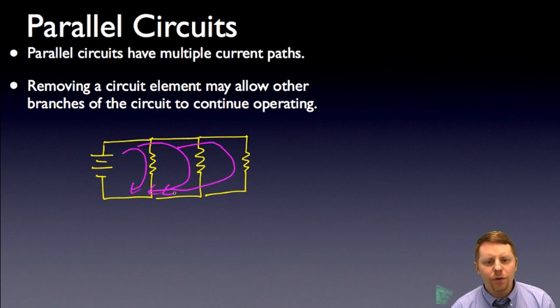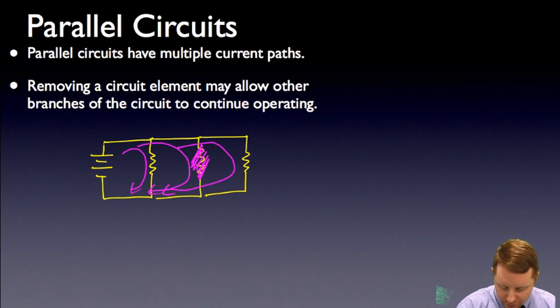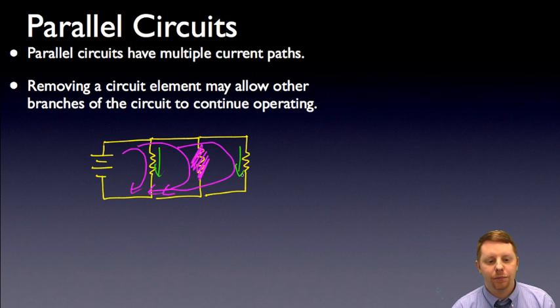And if we remove any single element here, for example, if we get rid of that middle resistor, we can still have current flow through that resistor and that resistor. We haven't completely disabled our circuit.